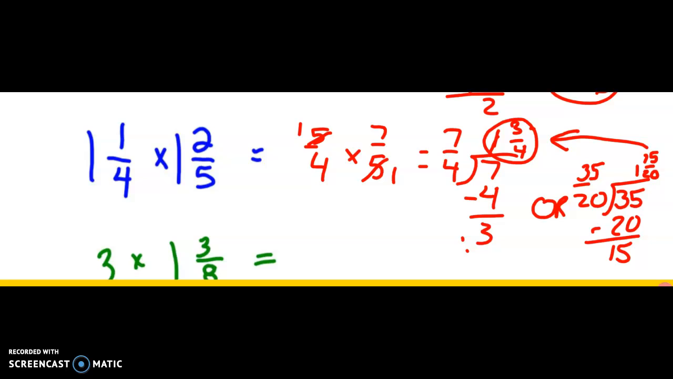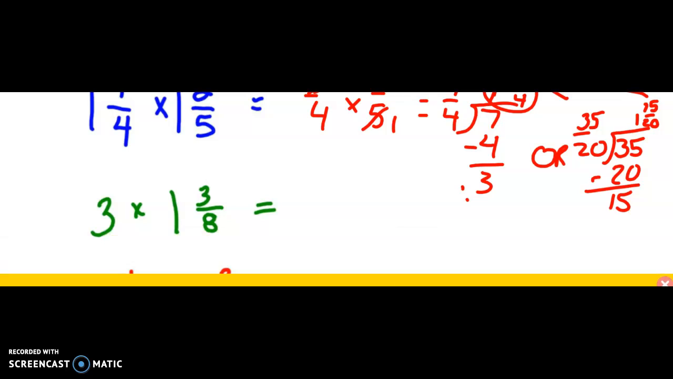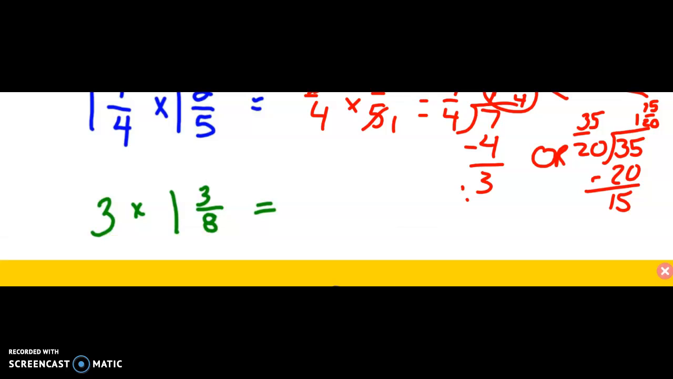If I wouldn't have canceled or reduced that ahead of time, I would have just had 5 times 7 is 35. So we're looking at this second option over here. So 5 times 7 is 35, and 4 times 5 is 20. When I fix that and change that improper fraction to a mixed number, I end up with 1 15/20. When I reduce that by the common factor of 5, then I would still get 1 3/4. So your final answer there should be 1 3/4. Okay, go ahead and hit pause and solve the next question. And when you're ready, come on back.